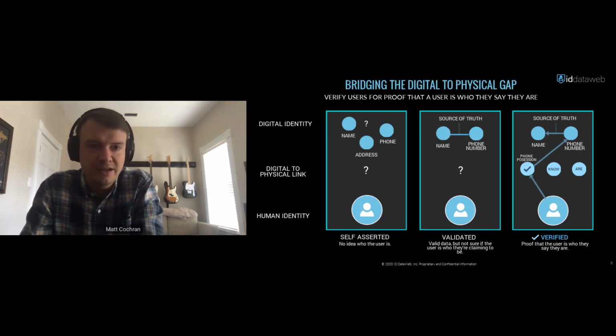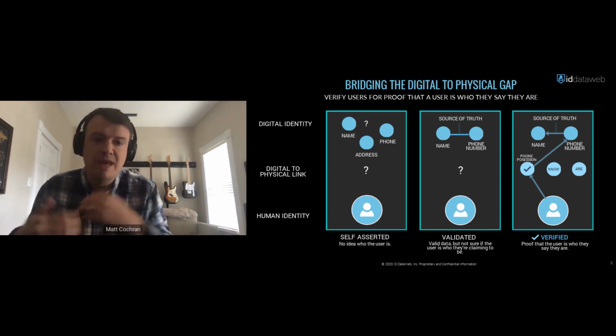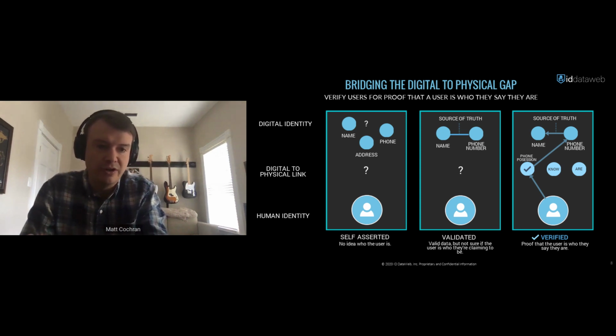So to get into that, just to set the stage a bit, the way that we look at it is there are three levels of trust that you may have with a user when you're initially setting up an account with your system. The very lowest level of trust is what is known as a self-asserted identity.